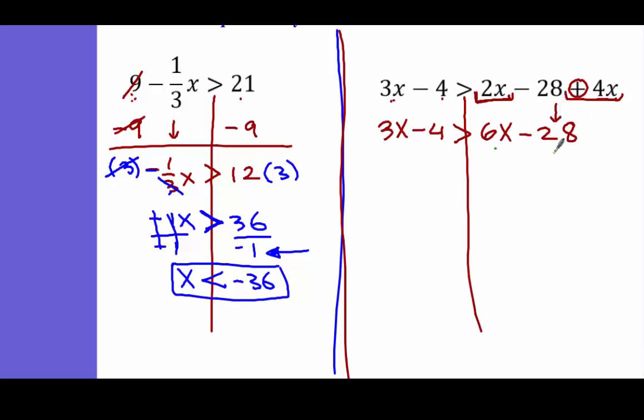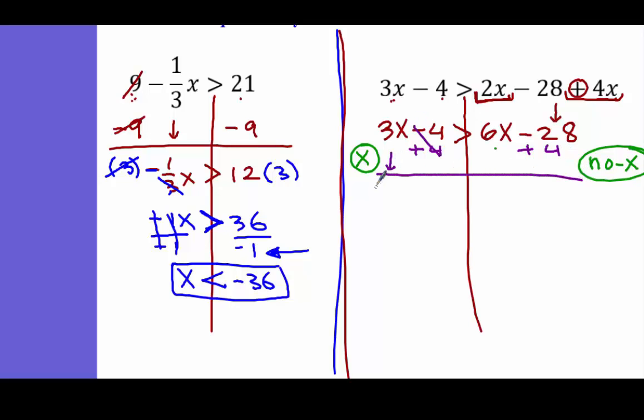You have to decide what side you want your x to be on. I want my x on the left side, and I want no x on the right side. 3x has an x, so that's on the correct side. 4 has no x, so that's on the wrong side. So I need to move the negative 4, plus 4. Again, x on the left and no x on the right. Carry down the 3x. Carry down the 6x. Negative 28 plus 4 is negative 24.